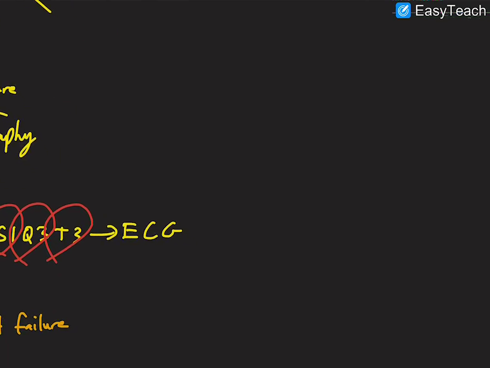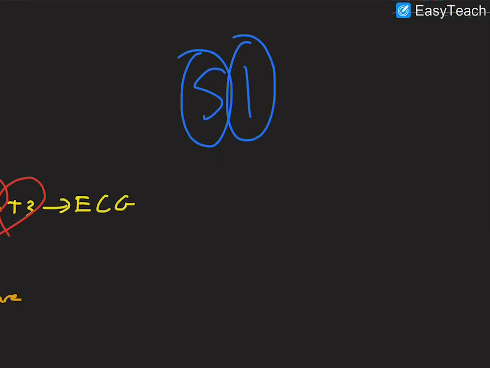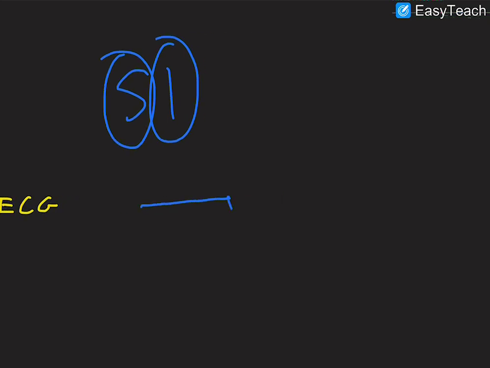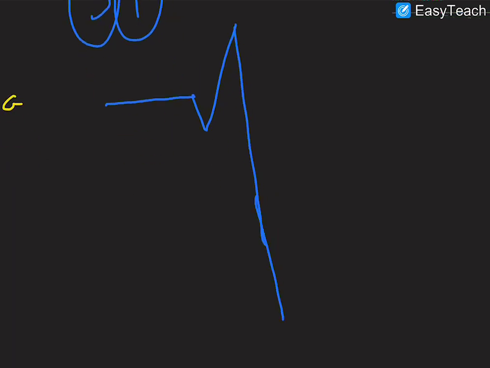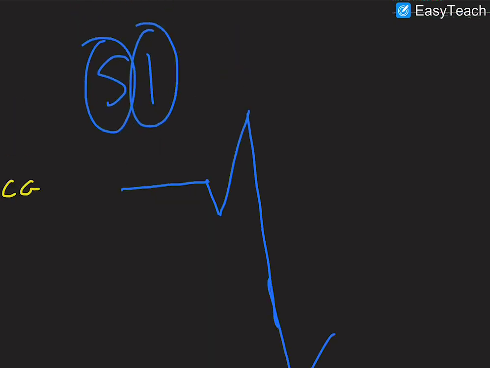So let's talk about the S1 part of this name. S1 is talking about the S wave in lead one, and what you're going to see is a deep S wave in lead one. That's the S1 part of the pattern. So if we're looking at this, we know this is your Q, R, and then you're going to see a deep S wave in lead one. So that's what the S1 part means.